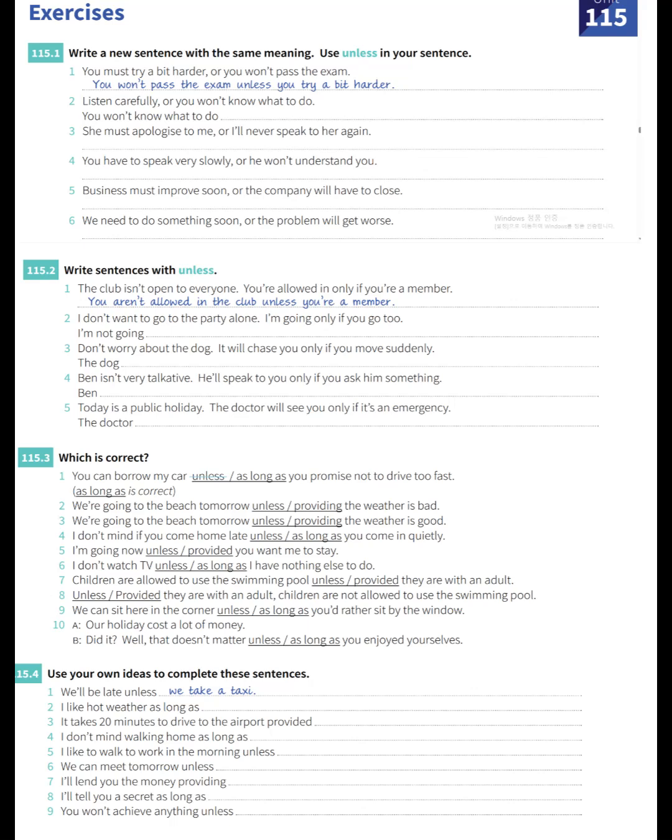Remember, after unless, present tense. So it'll be I am not going to the party alone unless you come. I don't want to go to the party alone. I'm going only if you go too. So it'll be I'm not going to the party alone unless you come. Not you come, unless you go. It could be unless you go or unless you come. Same. Okay.